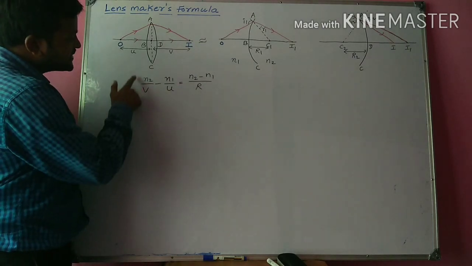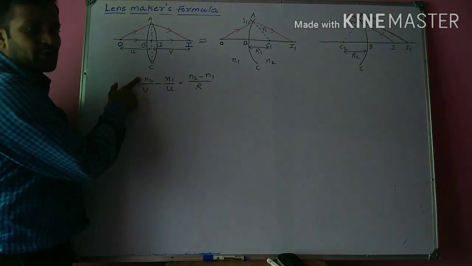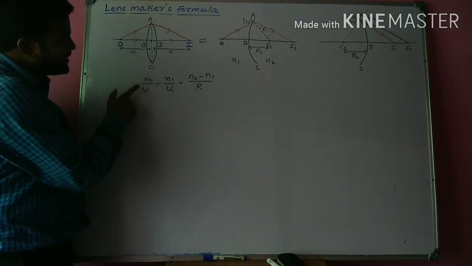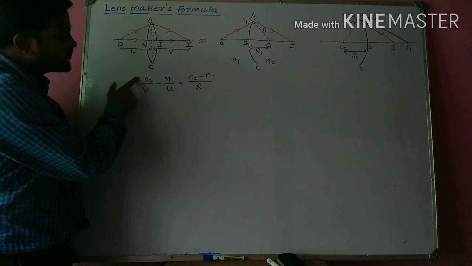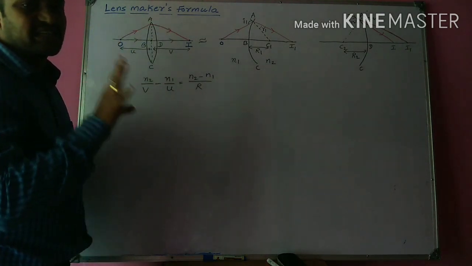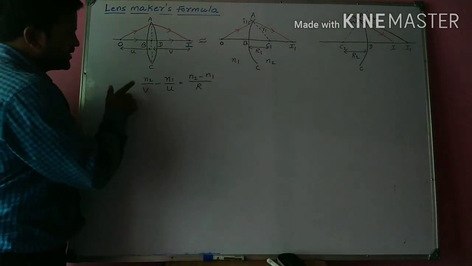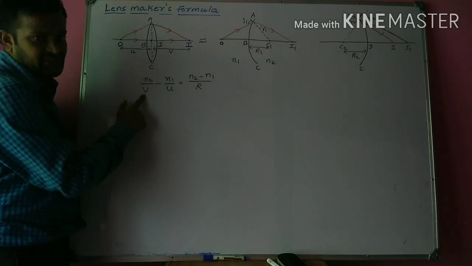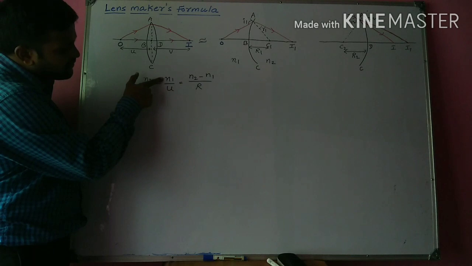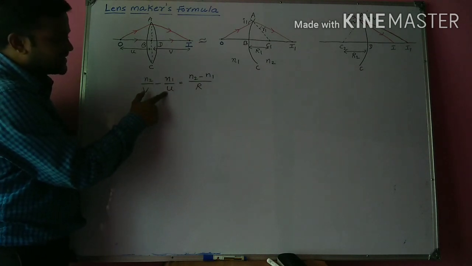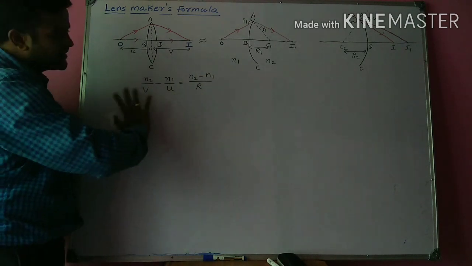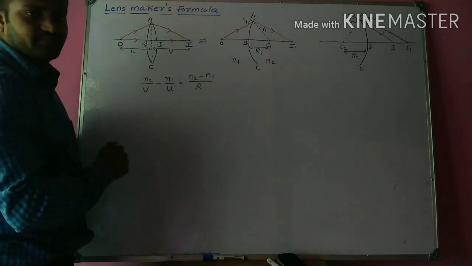Here, how we have written this equation: this is N2. N2 means the refractive index of the image space. Image space means the region where the image is formed. This is the image space. The refractive index of the image space by image distance, and this is the refractive index of the object space by object distance. Now this is the difference of the refractive index by radius of curvature. This is the actual relation.